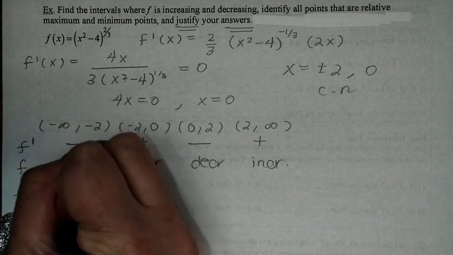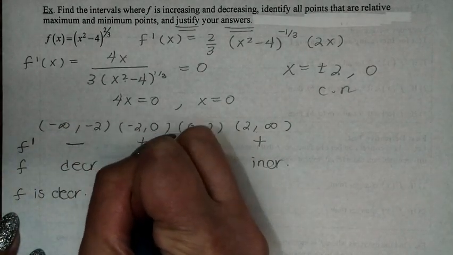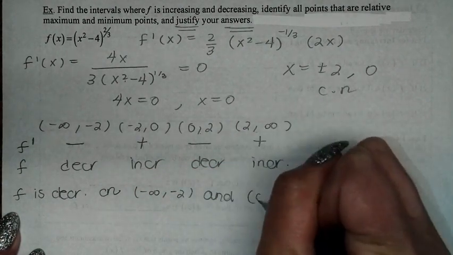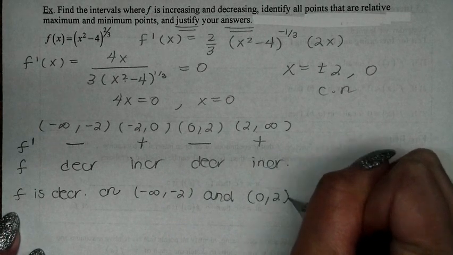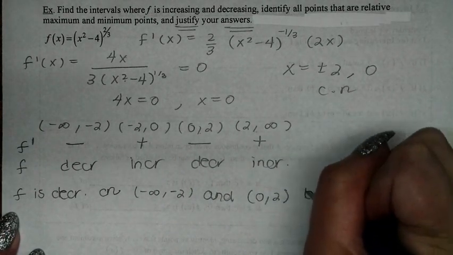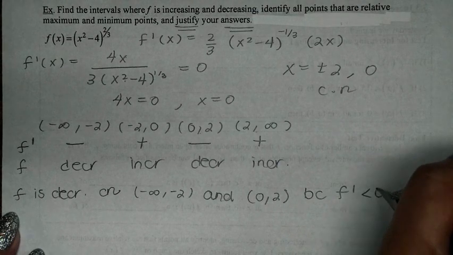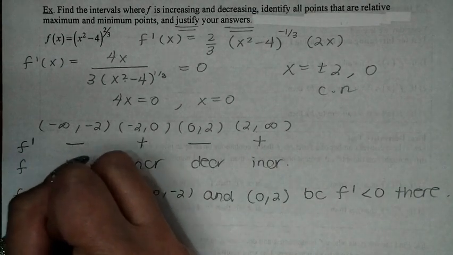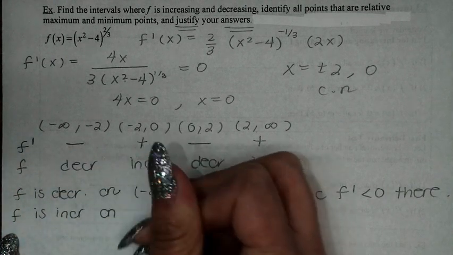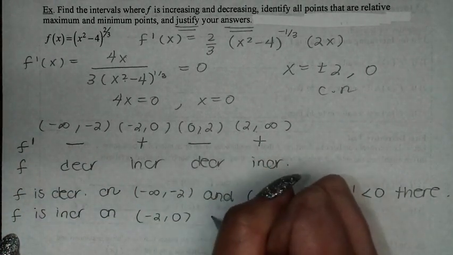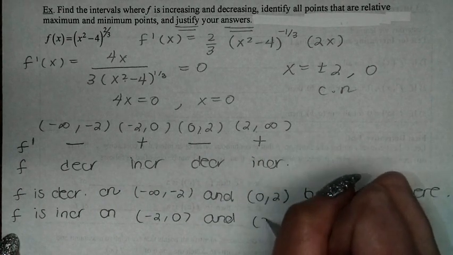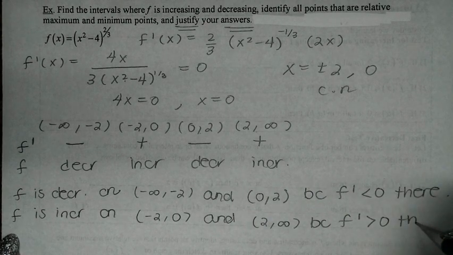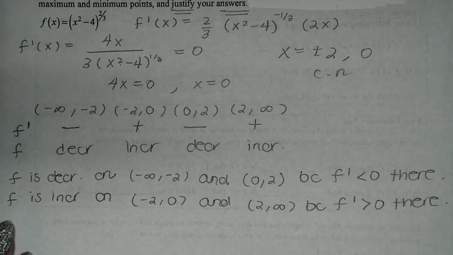f is decreasing on what intervals? Negative infinity to negative 2, and the other interval where it's decreasing is from 0 to 2, because f prime is less than 0 there. The other thing is f is increasing on the interval negative 2 to 0, and the other interval where it's increasing is from 2 to infinity, because f prime is greater than 0 there. Okay, so we have these two statements.